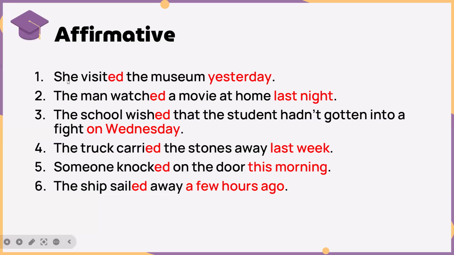Let's check the example. She visited the museum yesterday. The man watched a movie at home last night. The school wished that the student hadn't gotten into a fight on Wednesday. The truck carried the stones away last week. Someone knocked on the door this morning. The ship sailed away a few hours ago. Okay, good. So whenever you see these words, you know that they're the past tense.